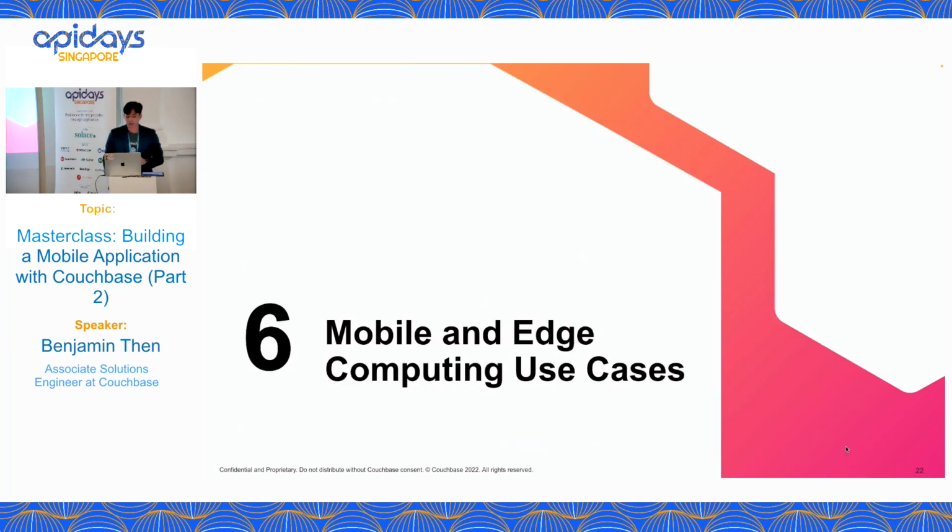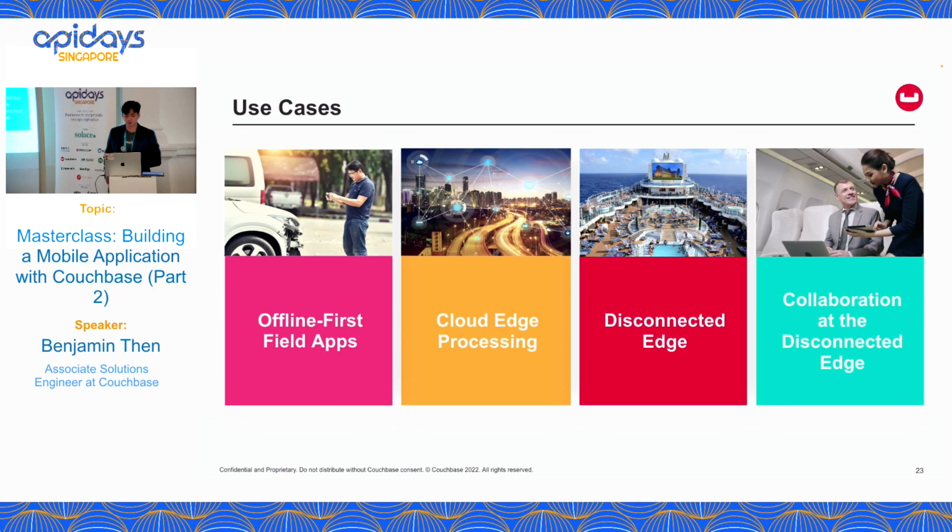But right now, what I wanted to do is share some of the use cases that we have in the market, and try to relate to you by having some localized examples as well. So across the industries, what Couchbase helps our customers with regards to mobile is essentially to help them achieve offline-first applications, things like cloud edge processing, disconnected edge, and collaboration at the disconnected edge.